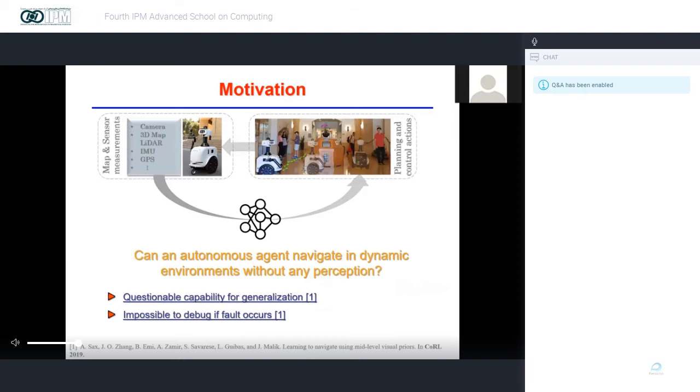And it's hard to interpret. And if there is a fault or accident, we don't know exactly what's going wrong. So if the robot goes from the sensor directly to an action and ends up having an accident for an autonomous robot, then how do we debug this system?